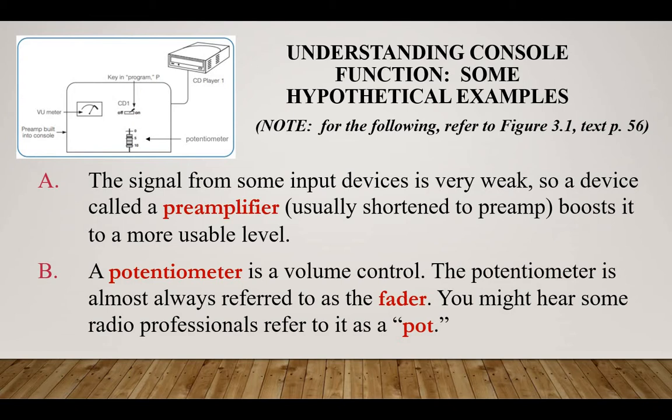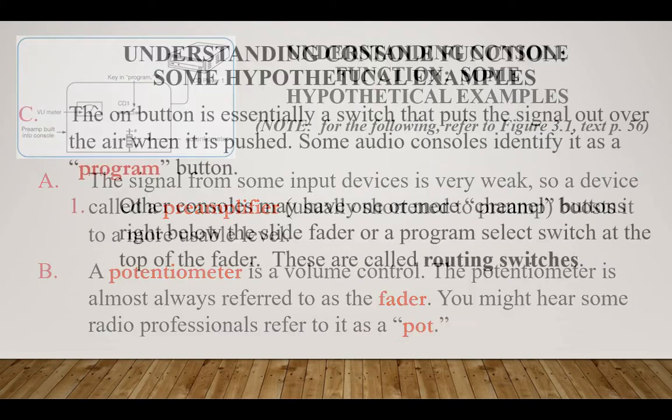From there, you have a potentiometer, fancy word for volume control. The potentiometer is almost always referred to as the fader. You might hear some radio professionals refer to it as a pot. And this goes back to the days where a lot of radio consoles, instead of having an up and down fader slider, actually had a rotary dial that increased and decreased the loudness of audio. And that's where we tend to get the word pot from.